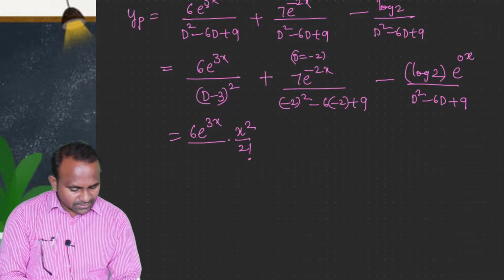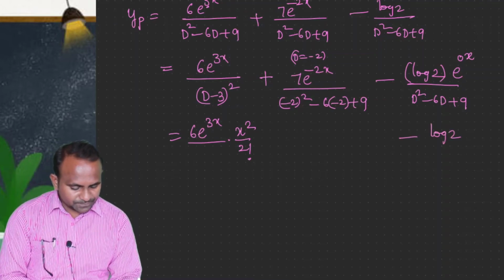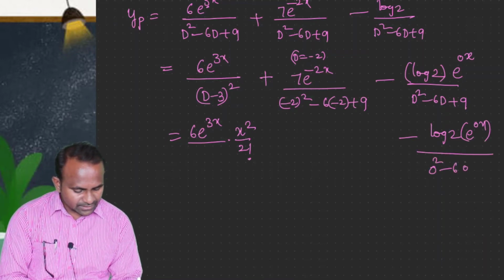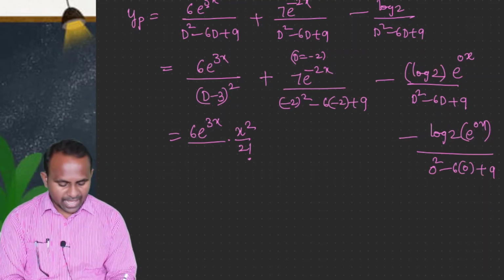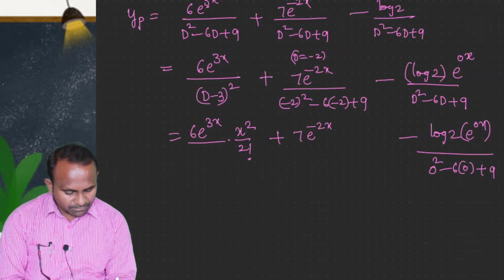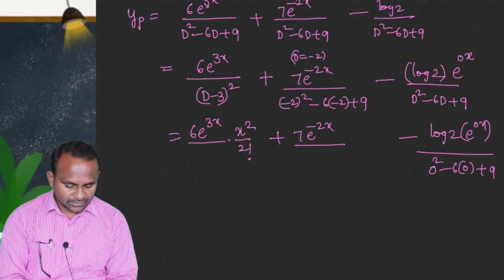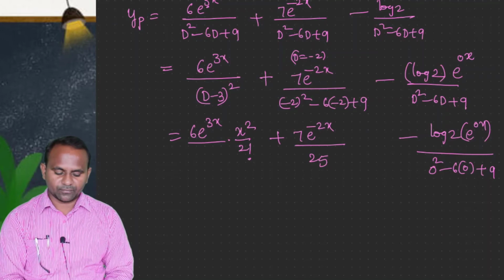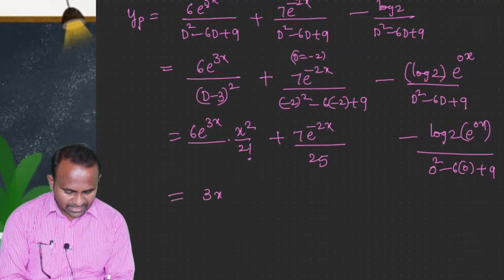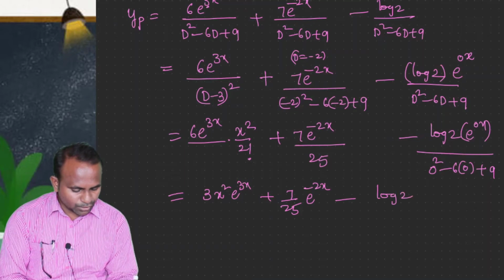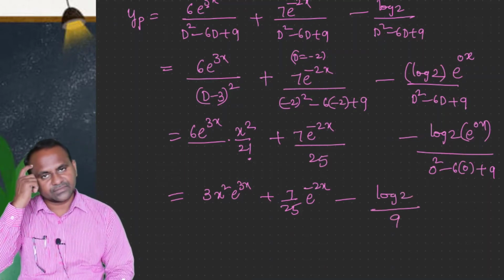Now your intention is to put 0 in place of D. That will never make the denominator 0. And this is becoming e^(-2x). This is 4 plus 12, 16, 25. That's it. You are simply writing this as (3x squared) e^(3x), and the second term is 7 over 25 e^(-2x), minus log 2, as usual, over 9. This is what your particular integral is.